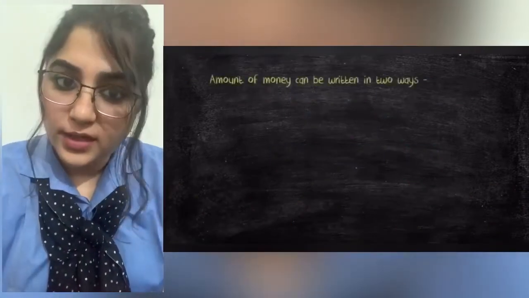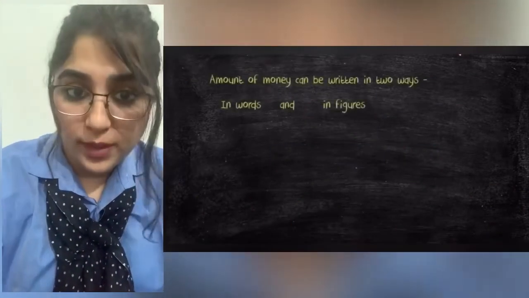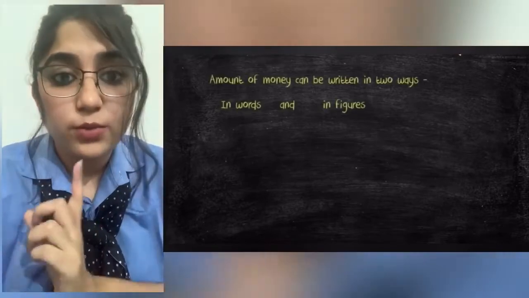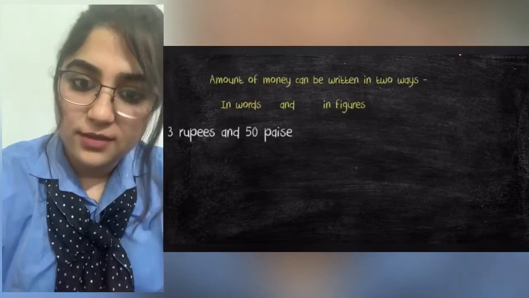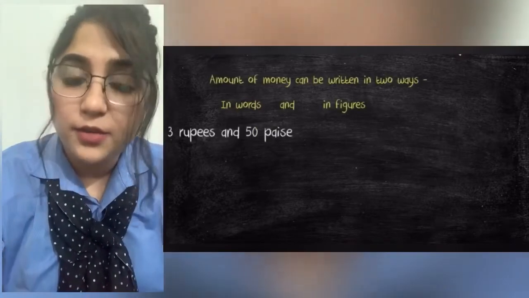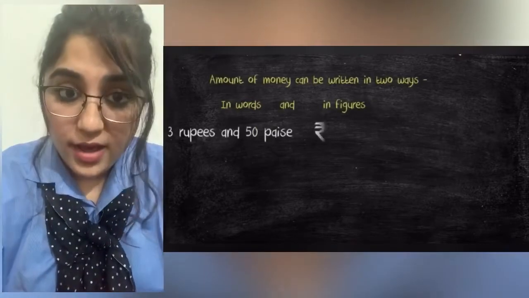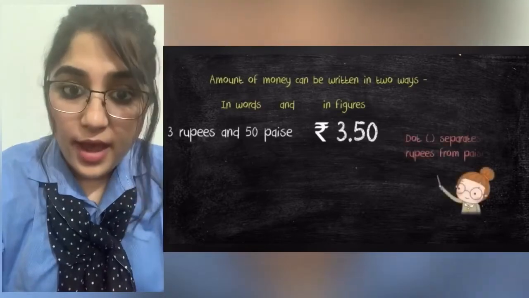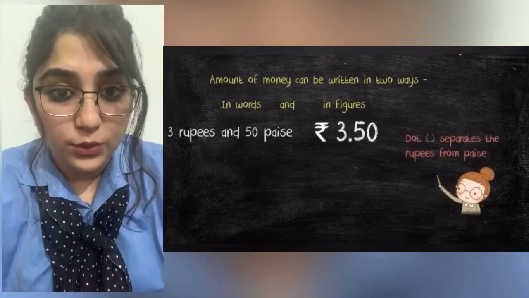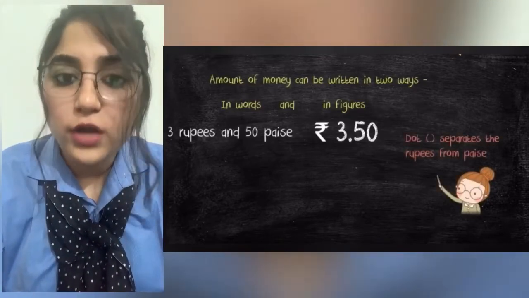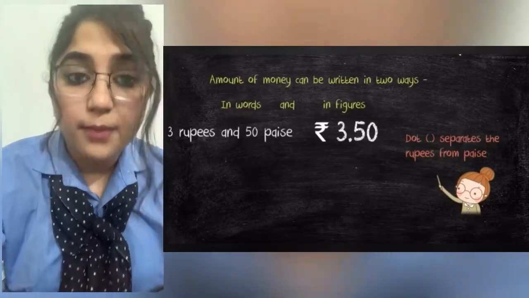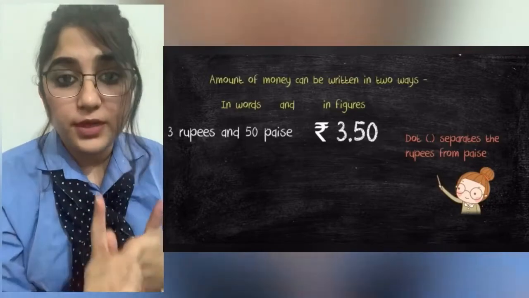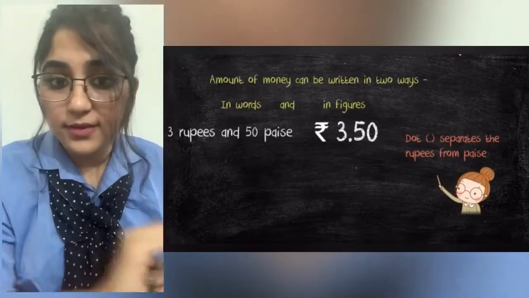Amount of money can be written in two ways, in words as well as in figures. For example, 3 rupees and 50 paise. In figures, it is written as rupees 3.50. Students, dot separates the rupees from paise. I'm repeating, dot separates the rupees from paise.